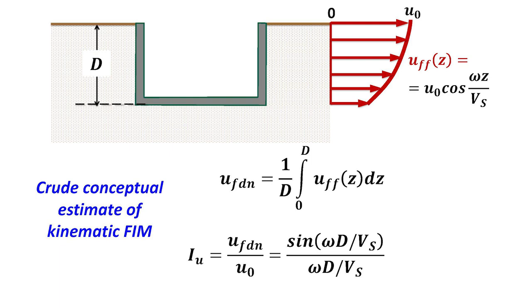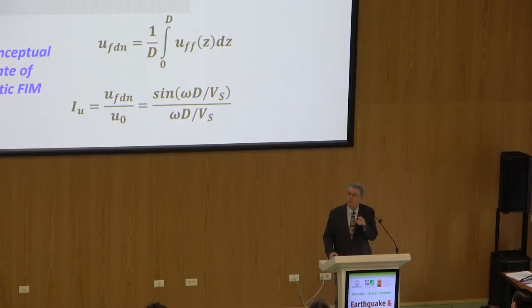U0, which is the motion at the top, cosine omega z over Vs, omega being the natural frequency of the wave, the circular frequency, 2 pi over period, or 2 pi times f, in case you have forgotten, times the depth divided by Vs. This is a simple-minded, one simple wave.